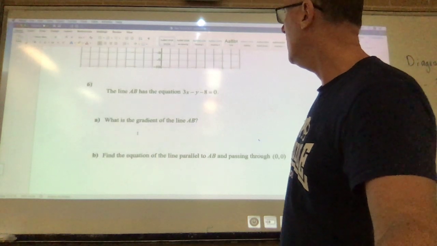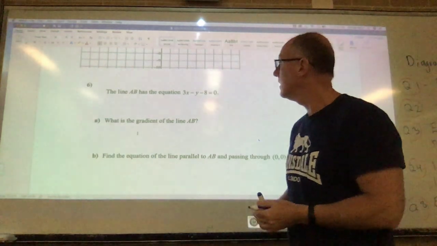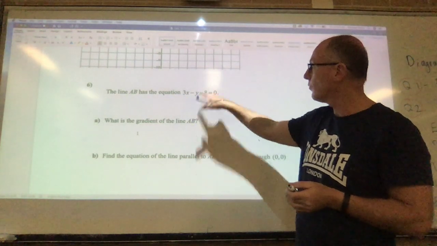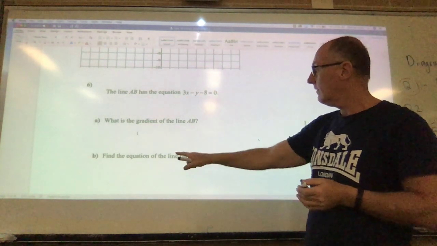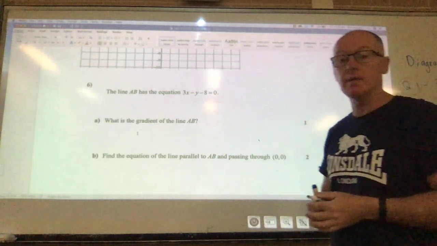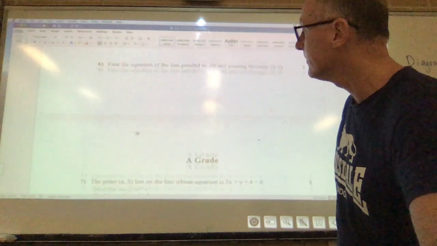Okay, question 6, fairly straightforward. The line AB has this equation. What's the gradient of this line? Find the equation parallel passing through 0, 0. I'll let you have a think about that. You might have to look at your book.